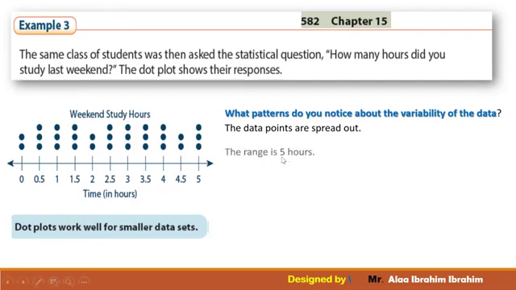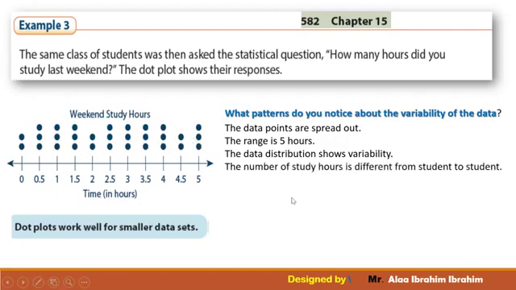So we're going now to another thing, the range. I told you before, the range is the greatest value minus the smallest value. So 5 minus 0 is 5. So this is my range. Now the distribution shows variability, because we have different answers here, different students with different answers for these questions. So we have a number of study hours in different forms, from student to student. This is the way because we have variability.